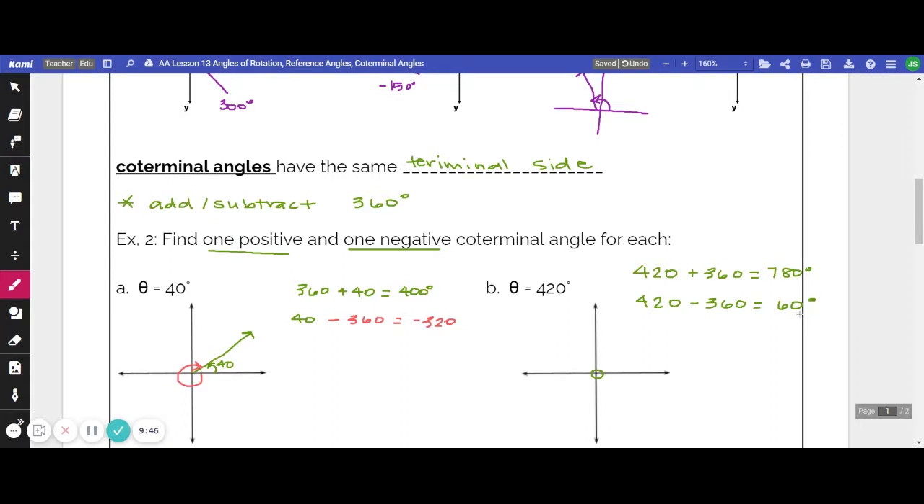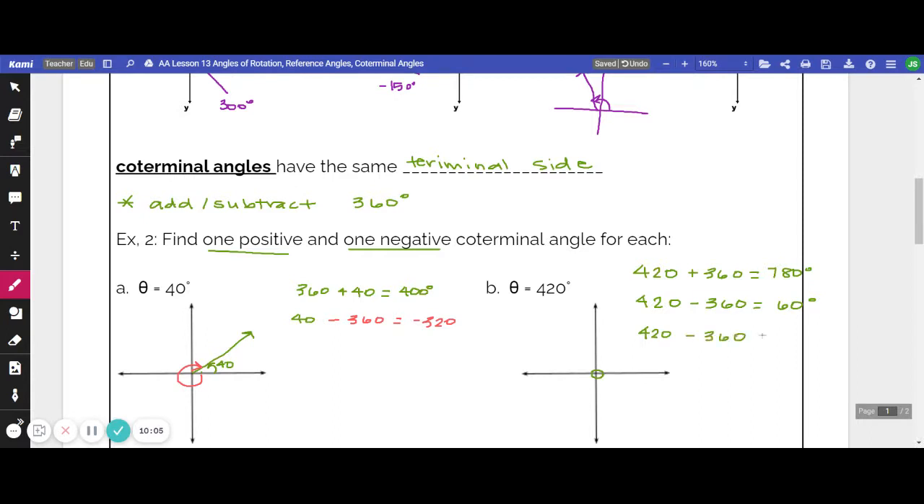I haven't gotten a negative coterminal. I have gotten a coterminal. They do end at the same spot. 420 and 60 are on the same spot on the graph, but I need a negative one. So I'm just going to do it again. I'm going to subtract 360, which is one full time around the circle.